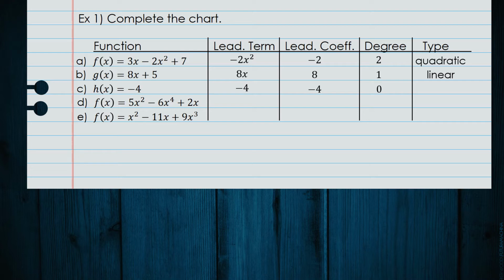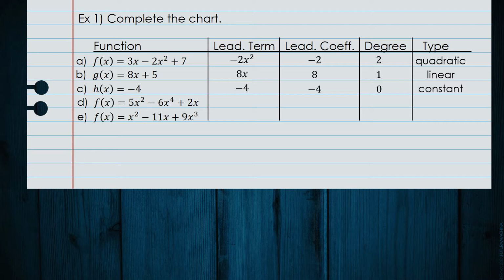And so the type, well, this is considered constant. Since negative 4 is a plain number, this is going to be a constant, which simply means this would be a horizontal line. Not increasing, not decreasing. Instead, it just remains constant.